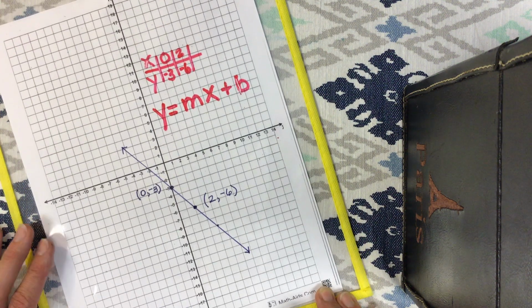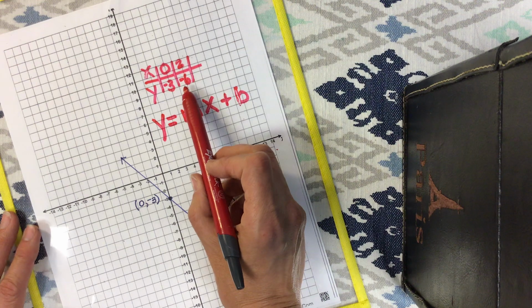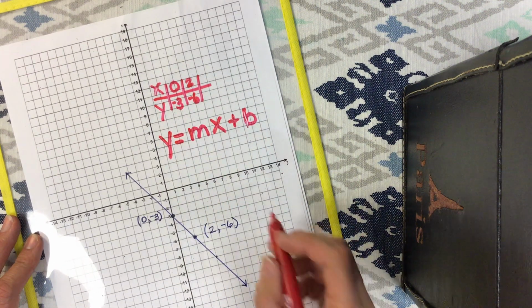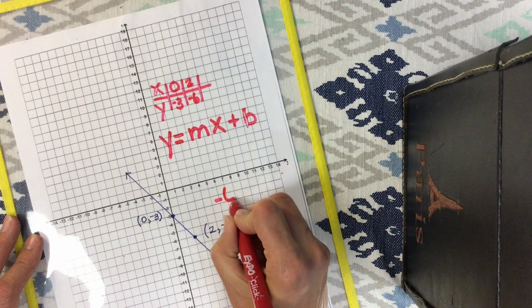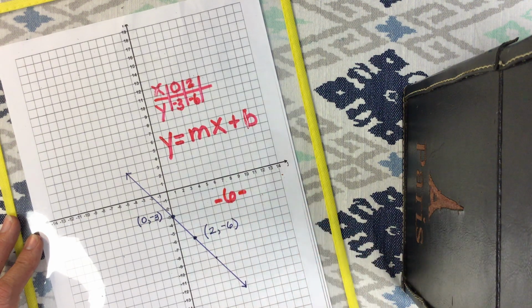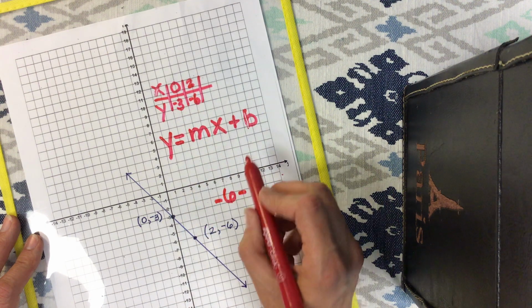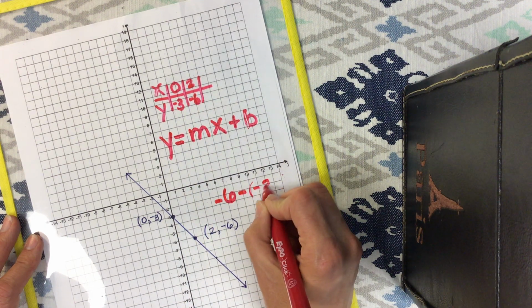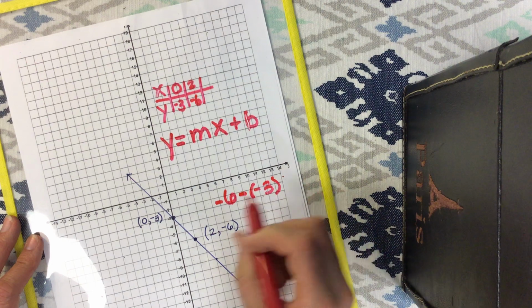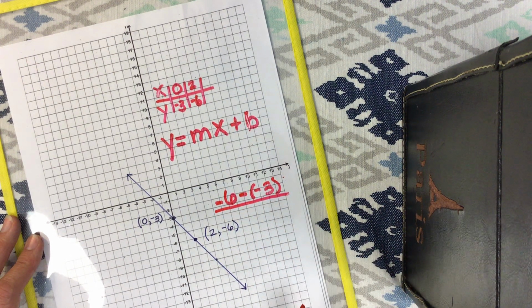We want the change in y over the change in x. I'm going to pick one of my y values. I'll pick the -6 first. It doesn't matter. And then I want to put a minus sign between. It's always a minus sign. Then I'm going to put the other y. The other y is -3. So I've got the change in y over the change in x.